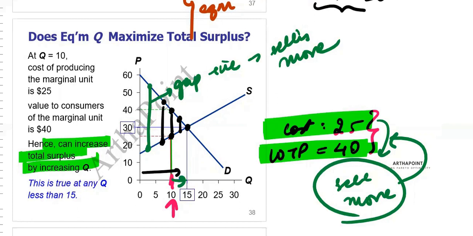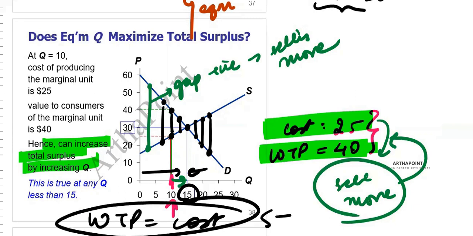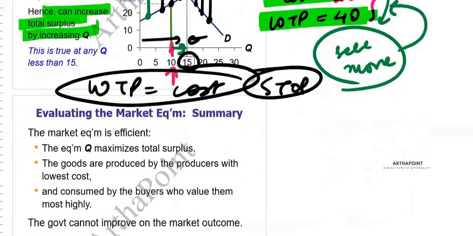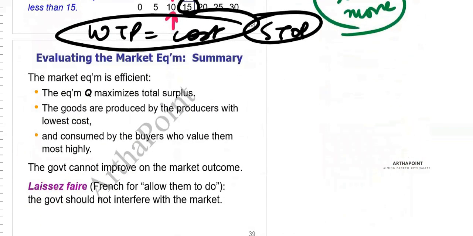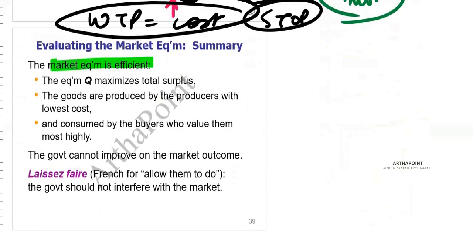And if you're here, then the consumer wants to pay less, your cost is more, don't sell, reduce. So this is the optimum. This is where demand is equal to supply, where exactly the willingness to pay becomes equal to your cost and you stop. You can't sell more than that because the consumer is paying exactly equal to your cost. So that is why we can say that the market equilibrium is in fact efficient. It is able to maximize the total surplus.